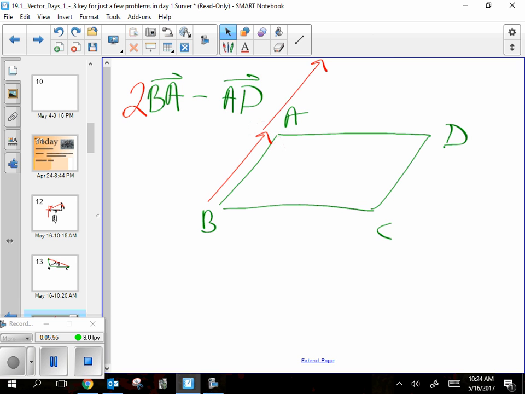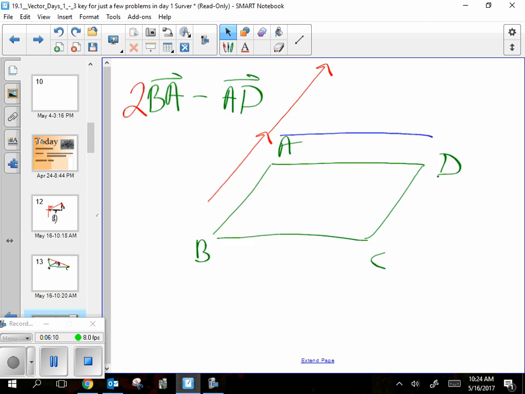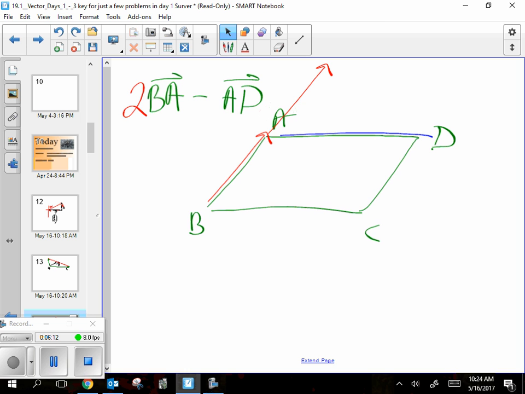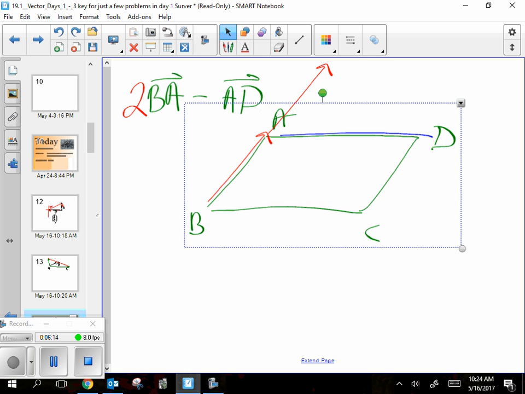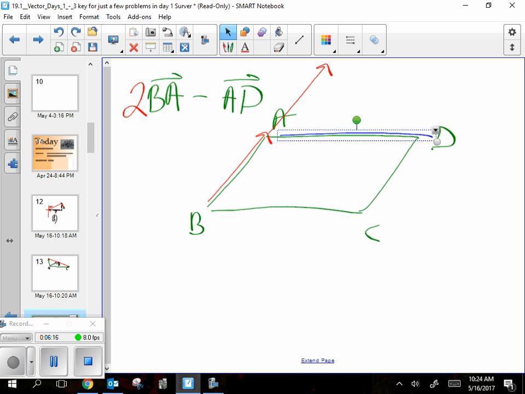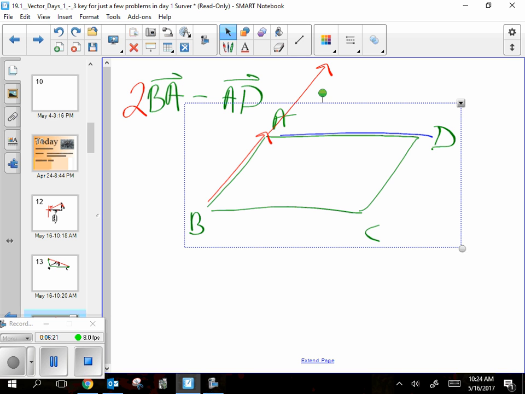That's 2 BAs. Get what I'm saying? 2 of the exact same thing. You just put them head to tail. And then I still have this guy, but it's again going in the opposite direction. So, hold on. Let's grab the blue one there. Oh, come on. That one. There we go. Be good. Nope, not going to be good.